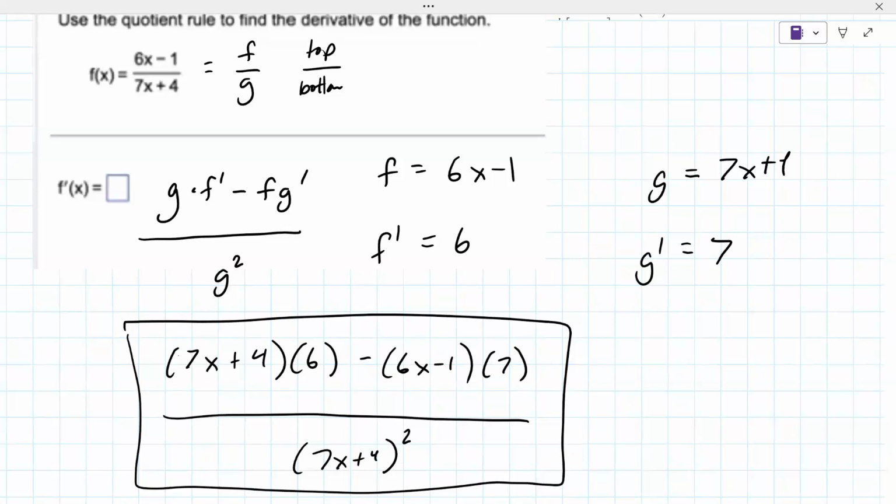Any questions, thoughts on that? Not so far.